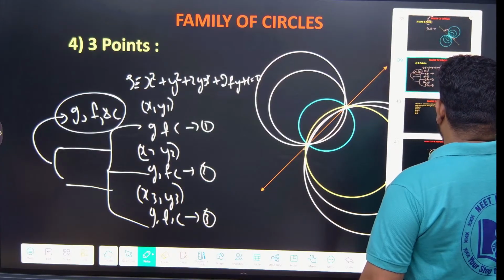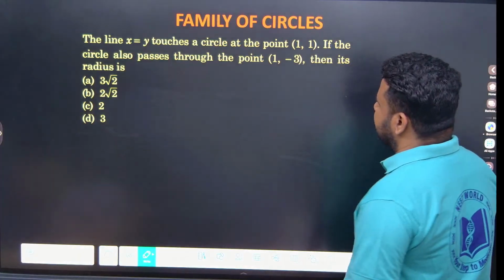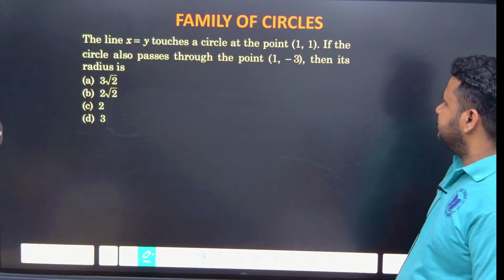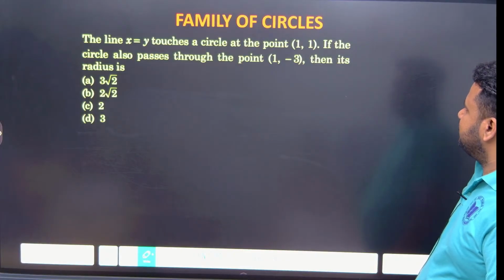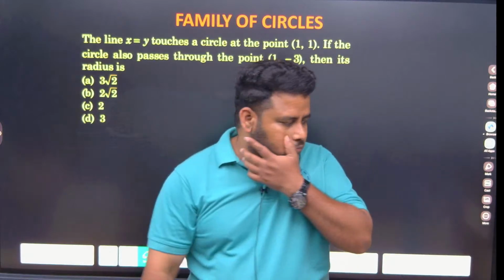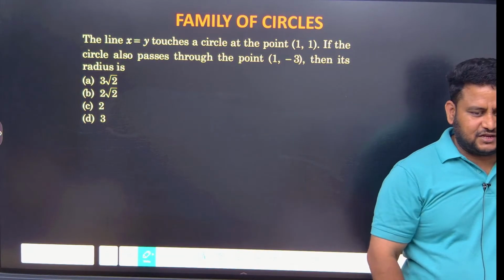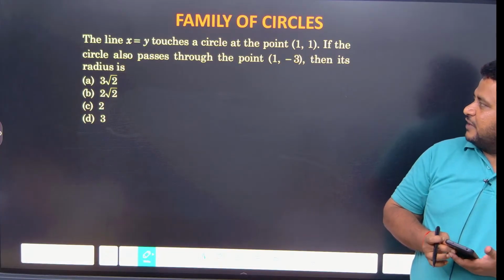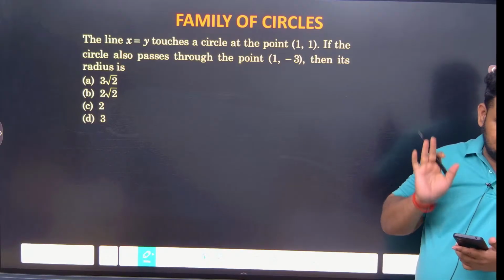Okay, now let us go to family of circles. One question we will do. The line x is equal to y touches a circle at the point 1, 1. If the circle also passes through the point 1, 3, then its radius is what? Please try this question, all of you. Read the question carefully. The line x is equal to y touches the circle at point 1 comma 1. Touches the circle.